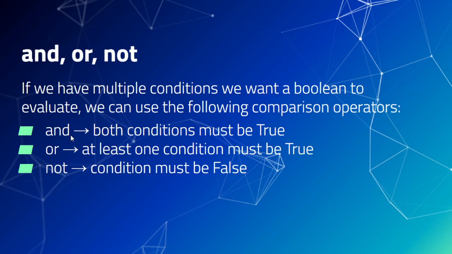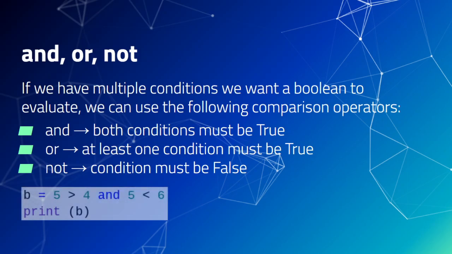Let's get some practice with some examples. B is being assigned two Boolean expressions that are combined with an and. The first expression is 5 is greater than 4, and the second expression is 5 is less than 6. What do you think this will print?